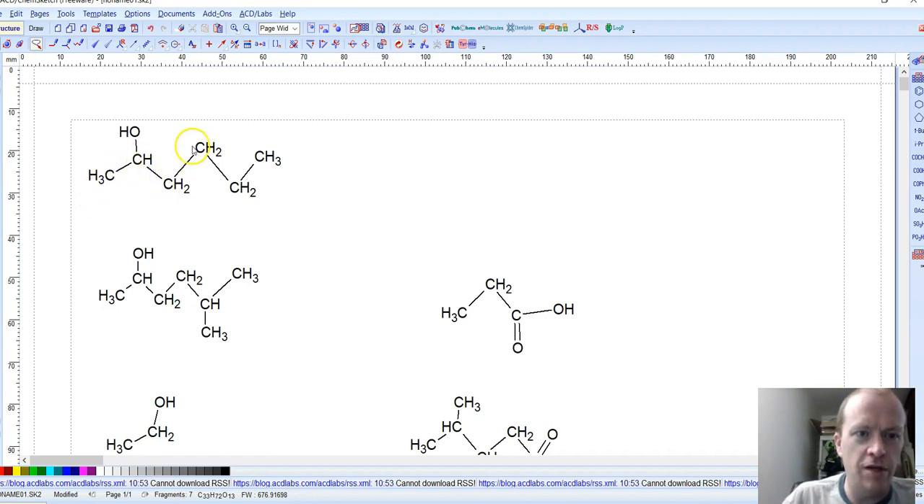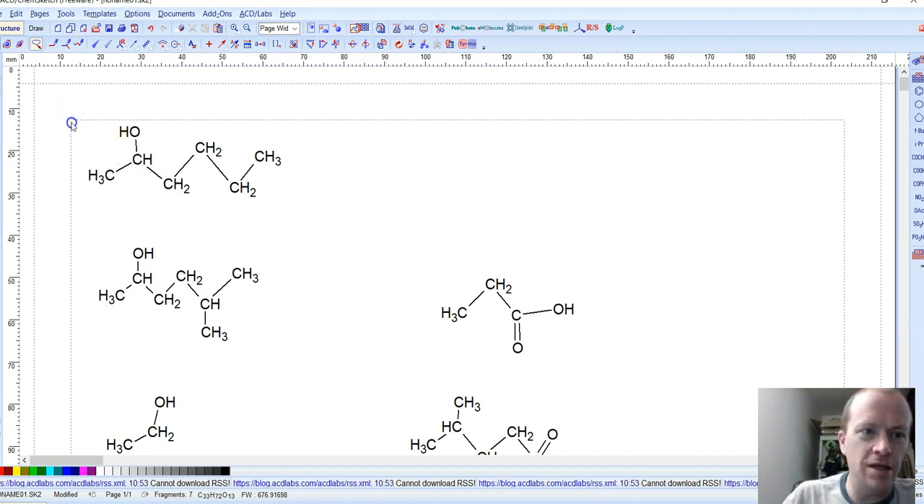1, 2, 3, 4, 5, 6. We are going to number it in that direction because if I number it from the other way, this is carbon 5. We're going to get the lowest possible number that we can. And so this is on carbon 2. So this is hexane-2-ol.